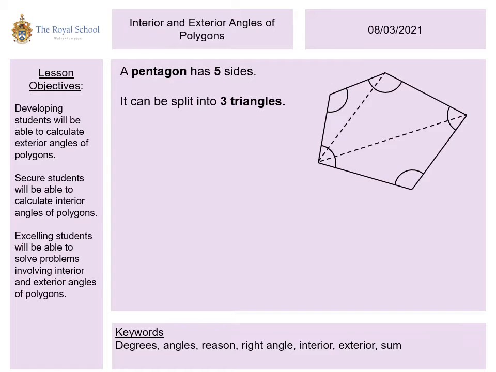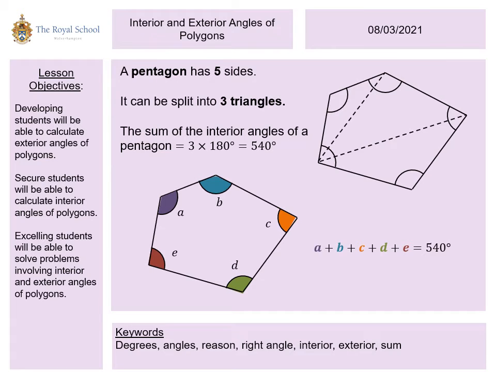So if a shape is split into 3 triangles, then of course its angle sum, the total of those inside angles of the shape, is 3 times 180, which is 540. So in this case, 5 angles here, A plus B plus C plus D plus E, are all going to equal 540. And this works for absolutely any one of these polygons that has 5 sides, so any pentagon has to add up to 540.